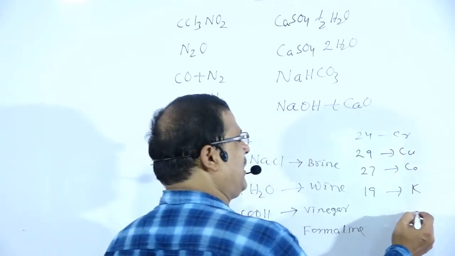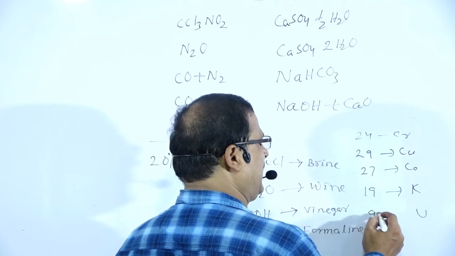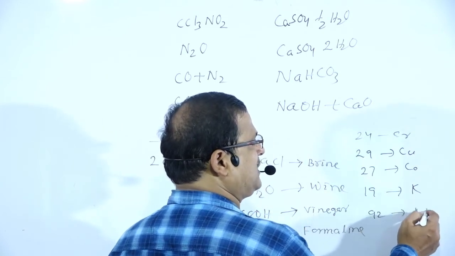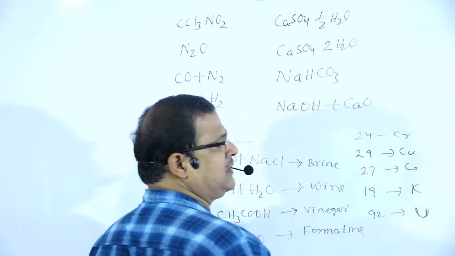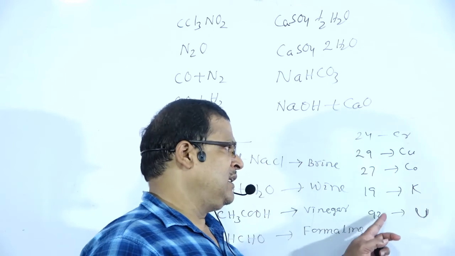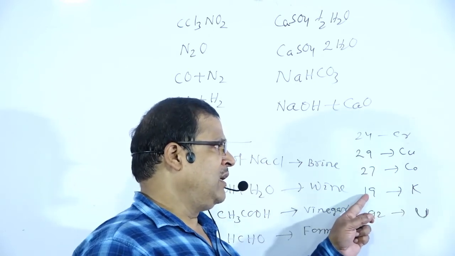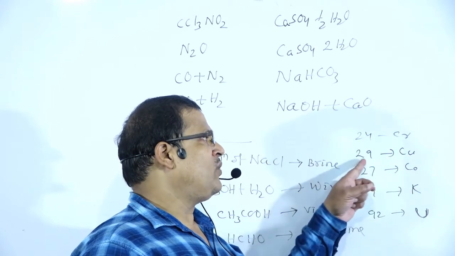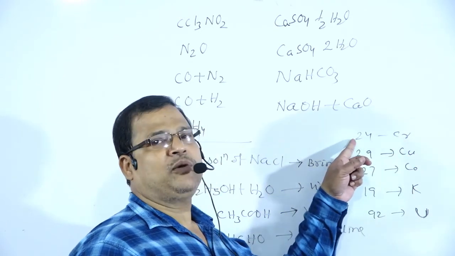Uranium, atomic number 92, is derived from the planet Uranus, like Neptune and Pluto are planets. So U is derived from planets, K from kalium, a Latin word, cobalt is Co 27, copper is 29, chromium is 24.